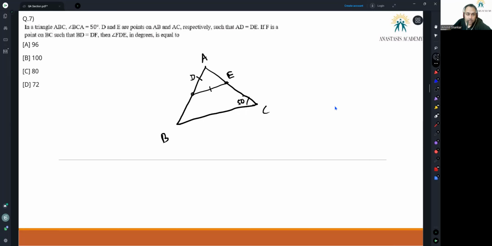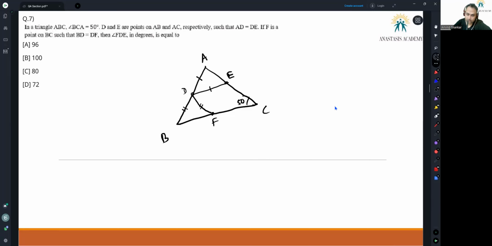If F is a point on BC such that BD is equal to DF, let's say F was here. D is here, F is here. This length is equal to this length. Then angle FDE in degrees is equal to.